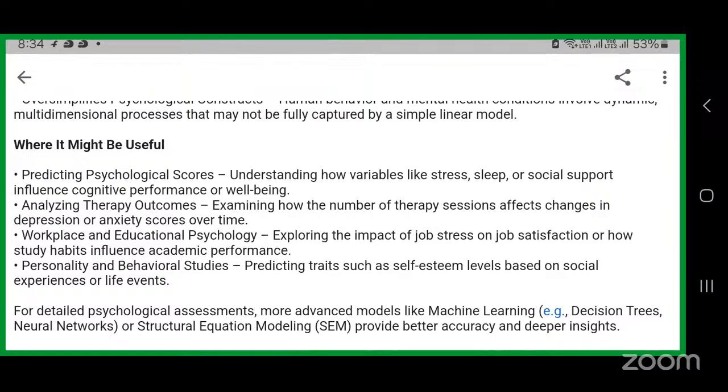Analyzing therapy outcome, examining how the number of therapy sessions affect changes in depression or anxiety scores over time. So how many sessions are required? So that is the therapy outcome. Workplace and educational psychology, exploring the impact of job stress on job satisfaction or how study habits influence academic performance. Personality and behavioral studies, predicting traits such as self-esteem level based on social experience or life events.